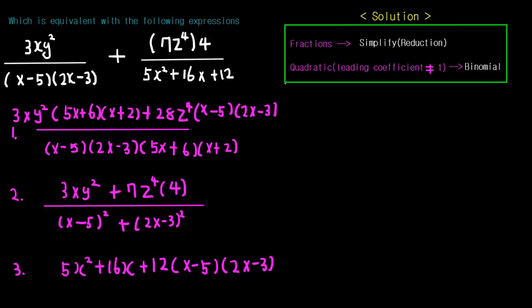If you analyze the fractions, there are two denominators. One of them is a binomial, and the other is a quadratic whose leading coefficient is not equal to 1. Using this pattern, we learned the solution in the last video, and it has two steps. In the first step, since it is a fraction, we need to simplify by reducing. In the second step, we leave every term except the quadratic whose leading coefficient is not equal to 1, and convert that into a binomial.